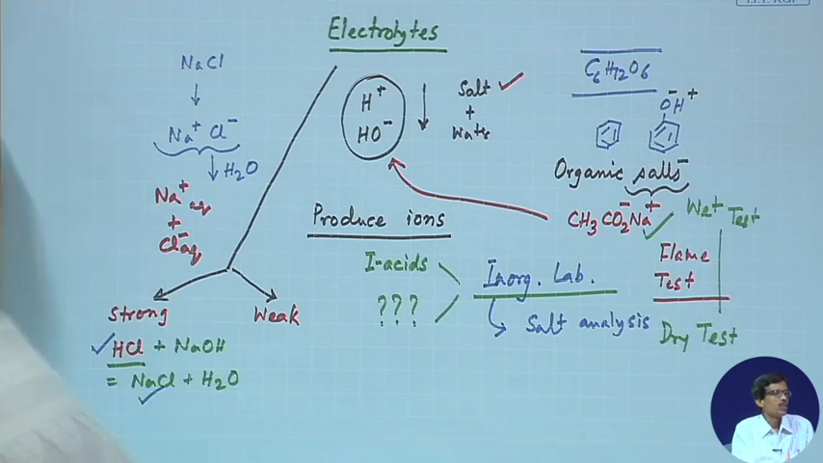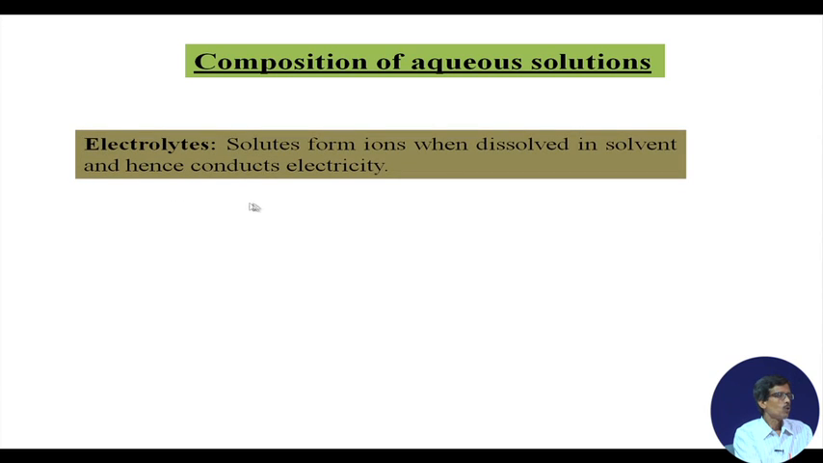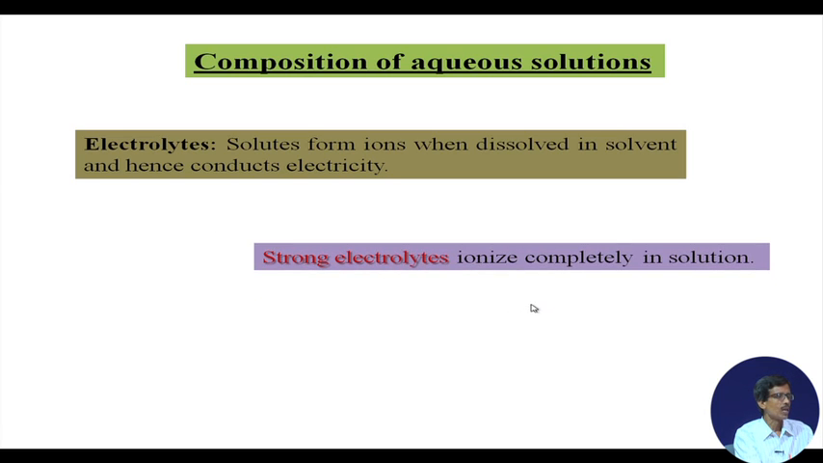The composition of these aqueous solutions tells us once again that if you have a solution of sodium chloride, there are ions of Na+ and ions of Cl-. Similarly, if we have a solution of sodium acetate, we have the corresponding ions of Na+ and acetate ions. Electrolytes are nothing but the solutes which form ions when dissolved in a solvent, which is our water, and hence conduct electricity. This is the simple definition.